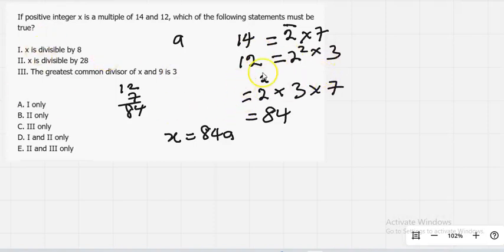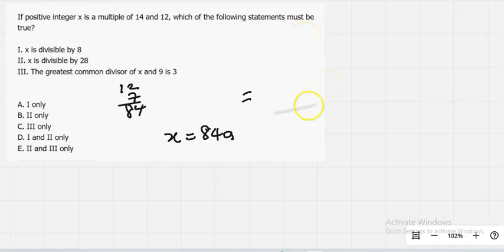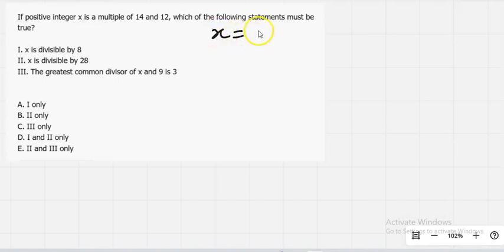Okay. Now let us start analyzing the statements one by one. Since we now know the variable for x is 84a, which of the following statements must be true? In this kind of situation, since the one that must be true is true in all cases, you only need to find one case where it is not true to disqualify the statement.